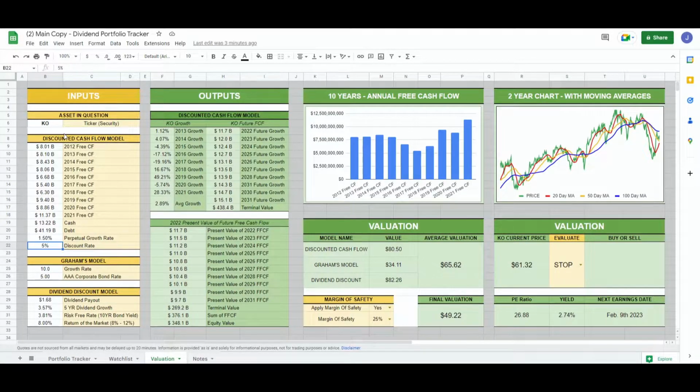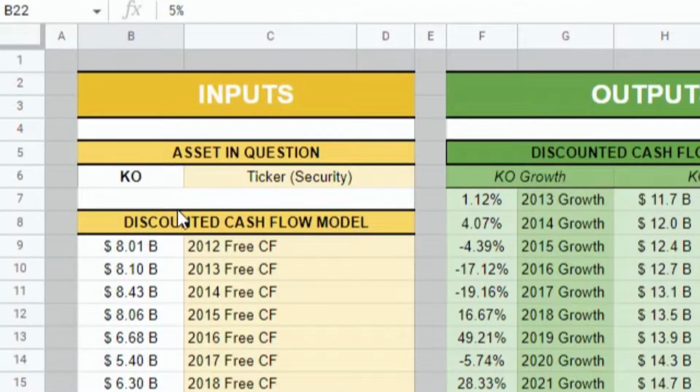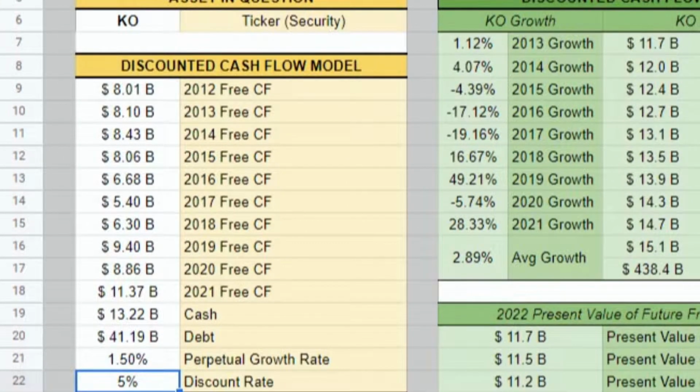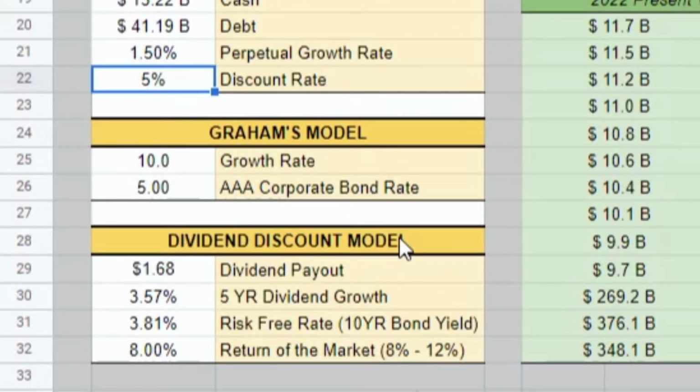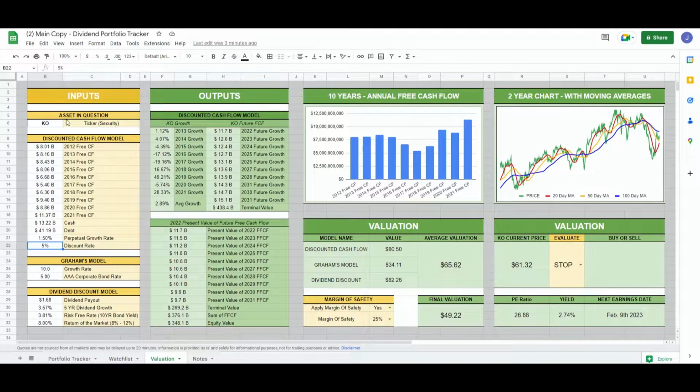But today we are looking at the valuation of Coca-Cola. We're going to evaluate Coca-Cola with the discounted cash flow model, Graham's model, and dividend discount model. So let's go ahead and jump right into it.